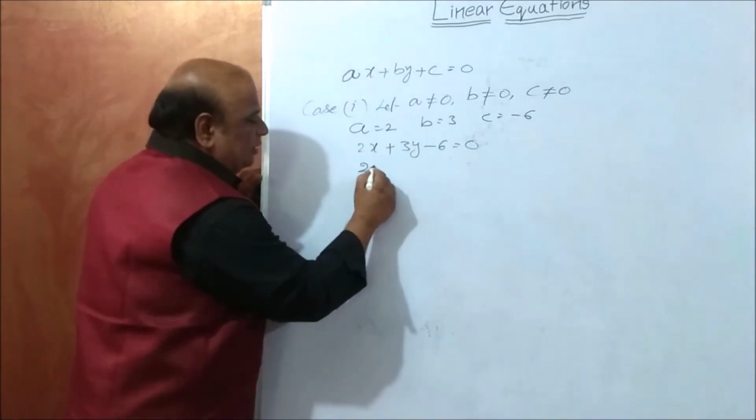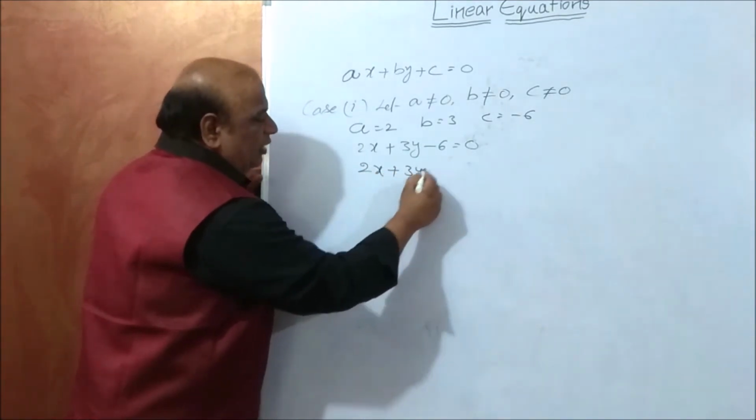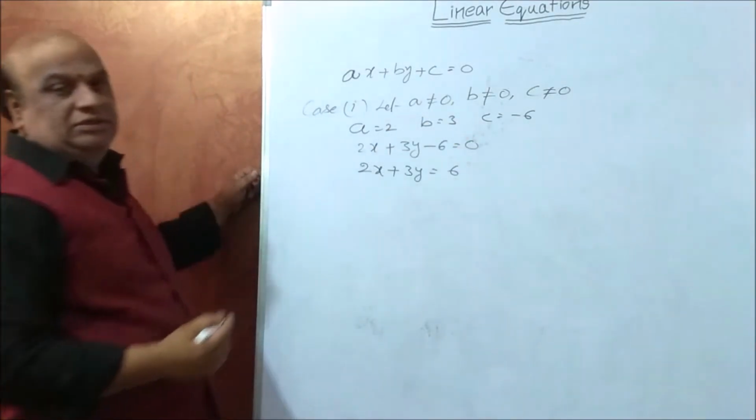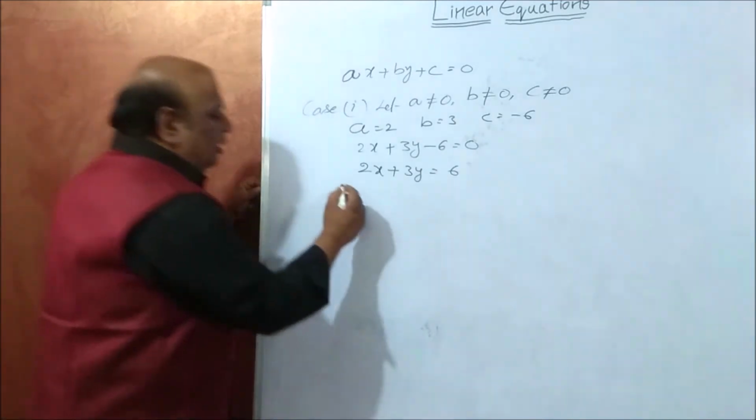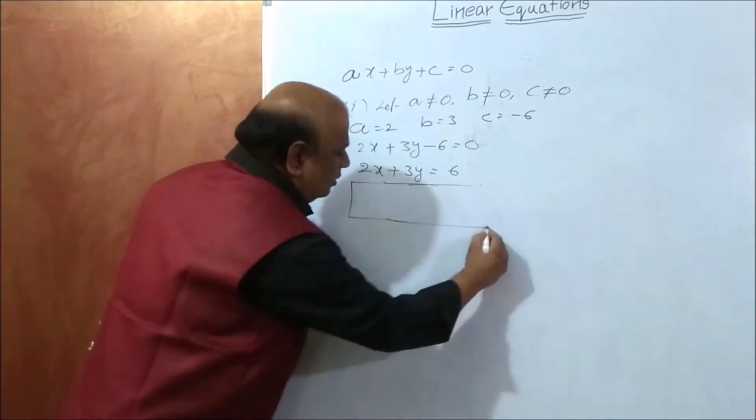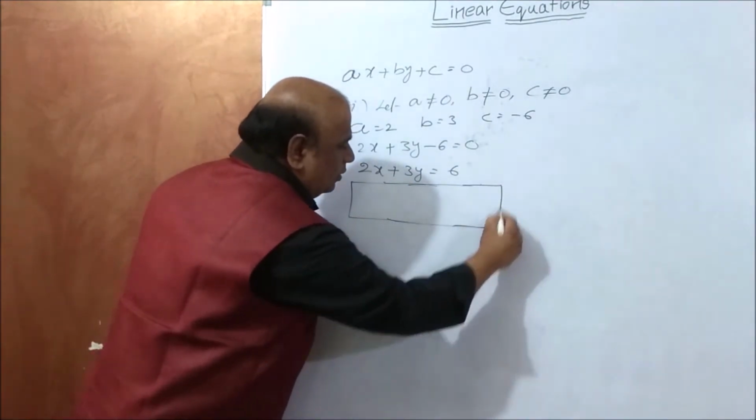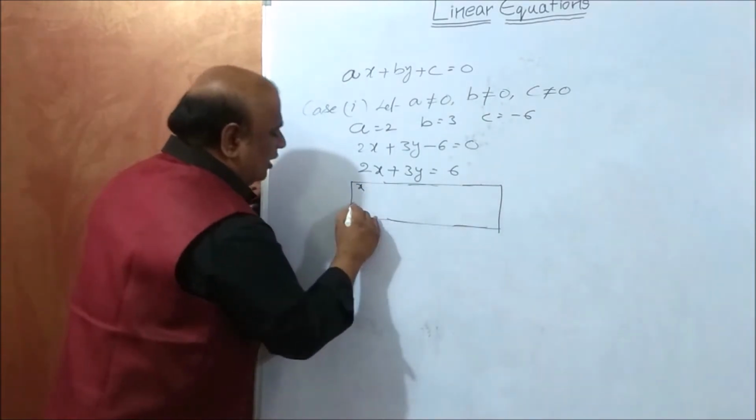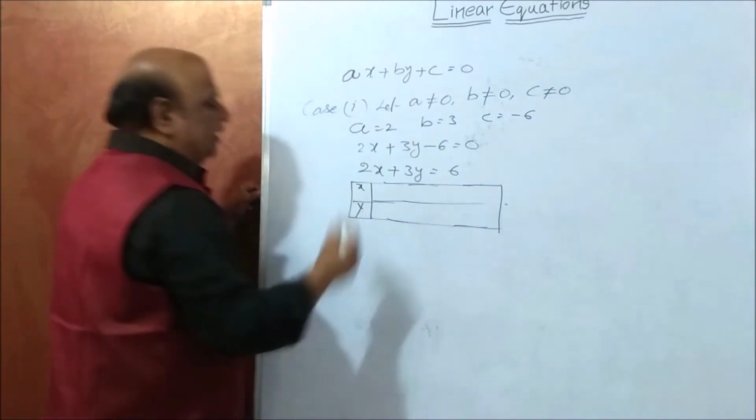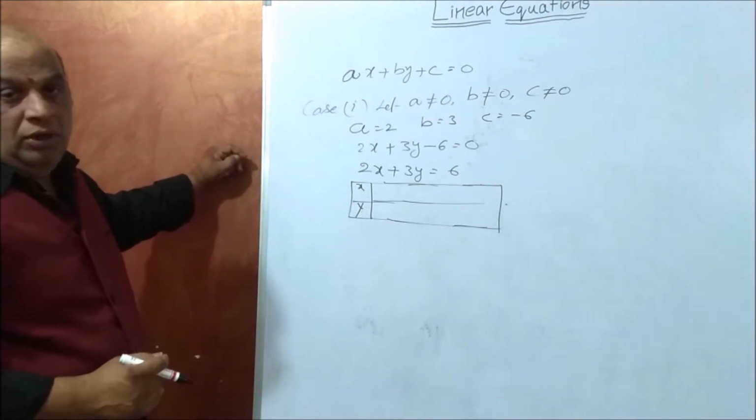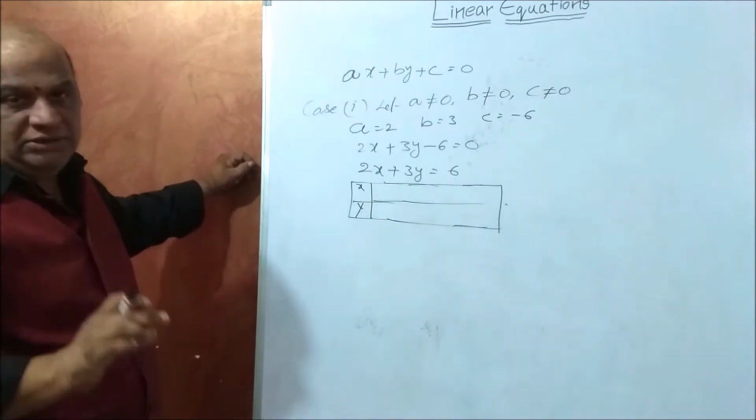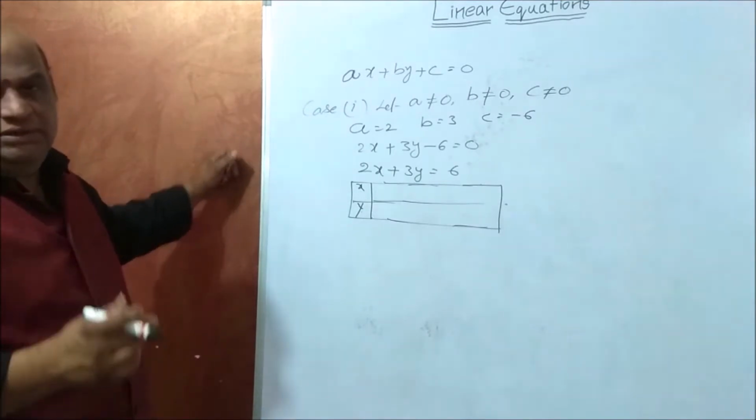Now 2x plus 3y is equal to 6. You take 6 to that side, it becomes plus 6. Now you take the box with x and y. To draw the line, is it possible or not? That's why I am taking the points to draw the line on the graph sheet.